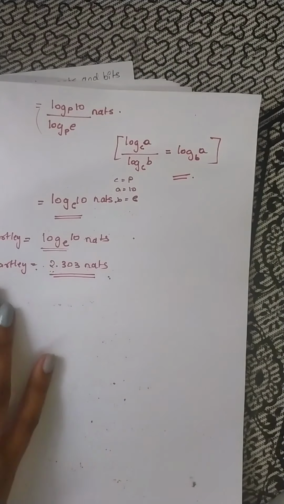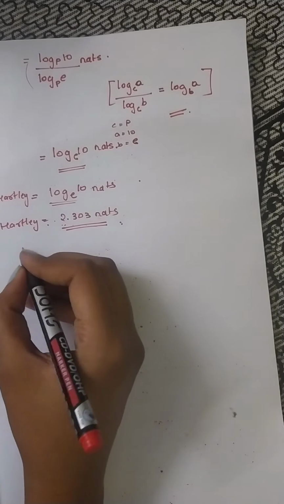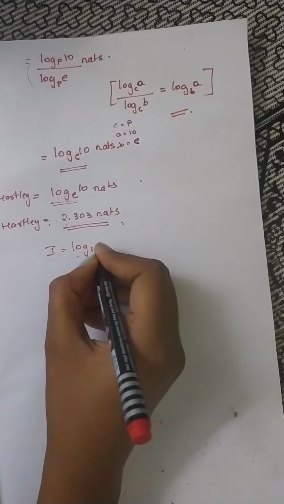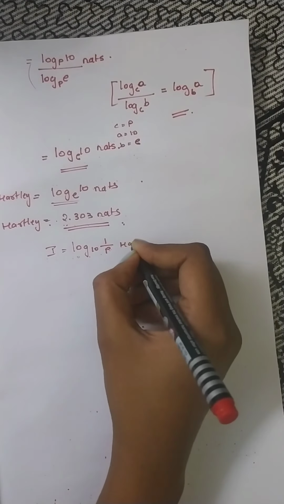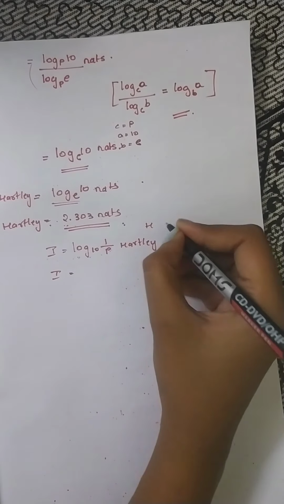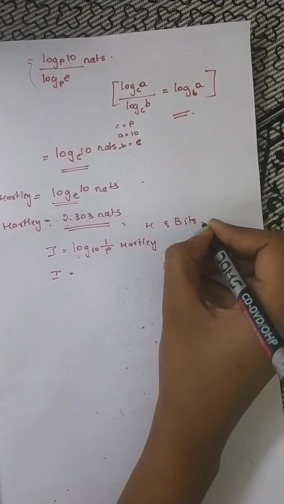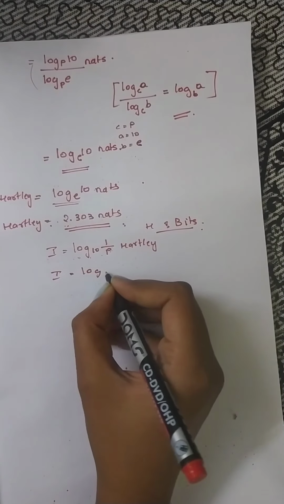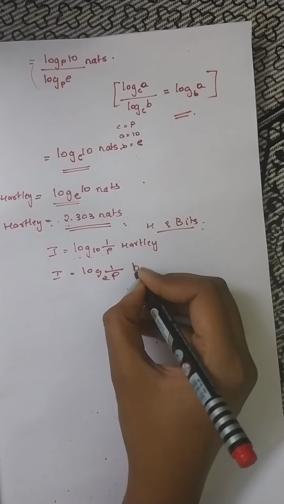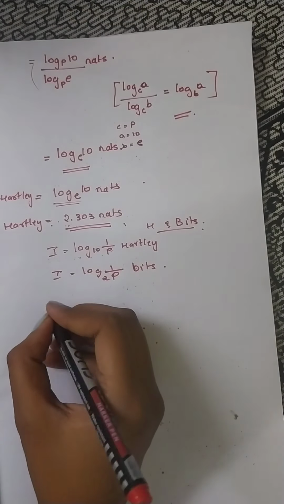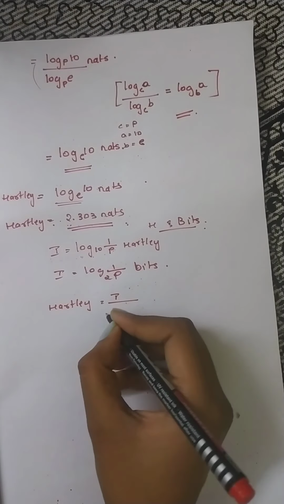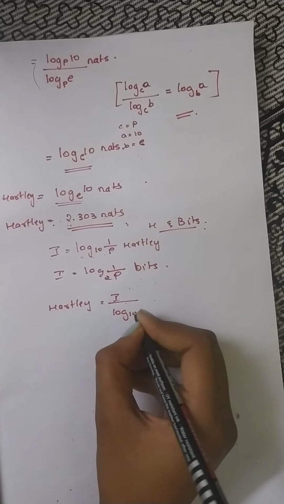Okay, similarly you have to find the relation between Hartley and bits. So you know I is equal to log to the base 10 of 1 by p, Hartley, and now we have to find it between Hartley and bits. So I is equal to log to the base 2 of 1 by p, bits. In the same way, I can take Hartley to the left hand side: Hartley is equal to I divided by log to the base 10 of 1 by p.